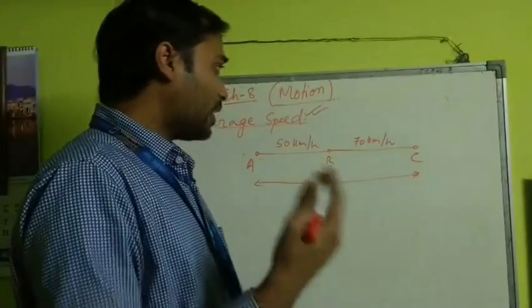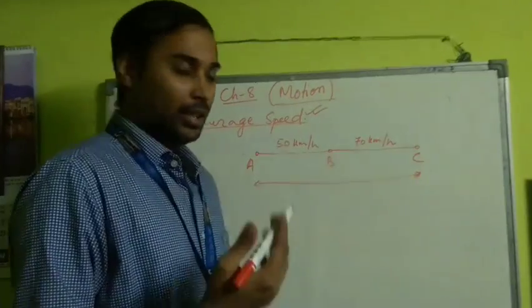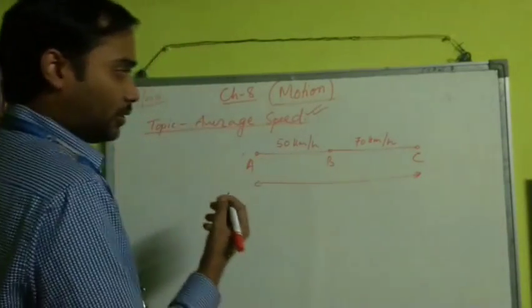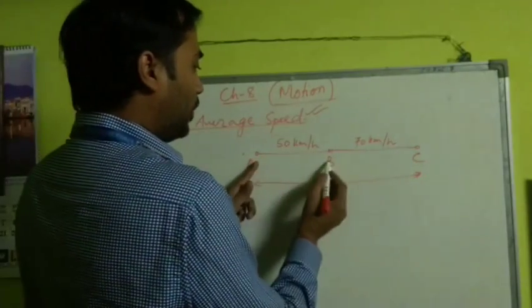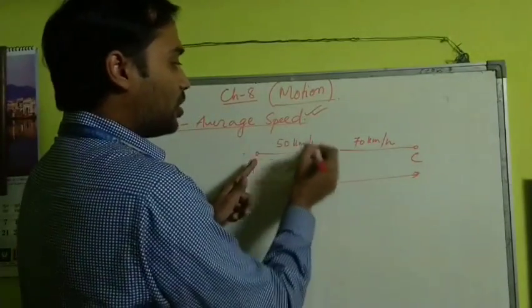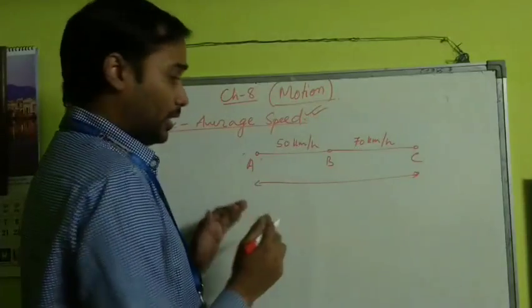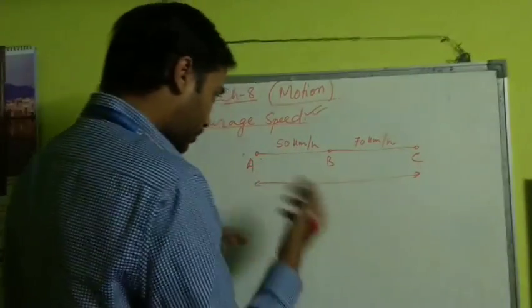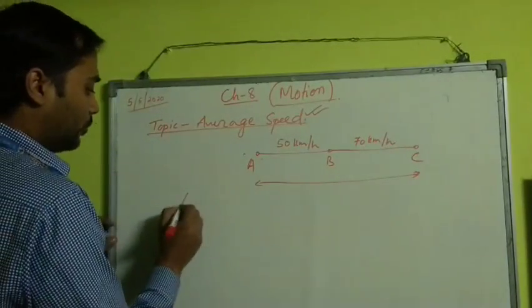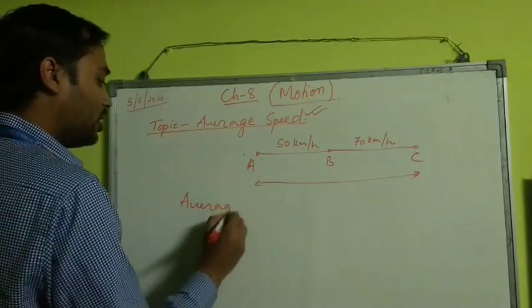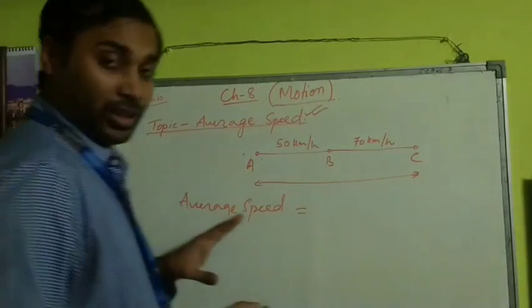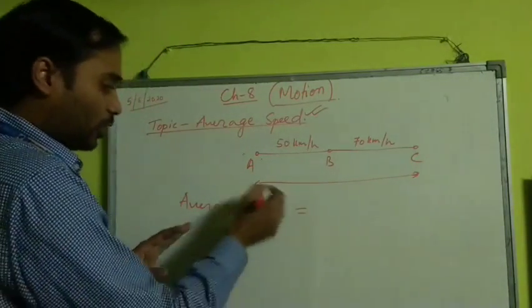Now, what is the formula to find average speed? Just like speed, we need to change only one thing. See, from point A to B, the vehicle moves with a speed of 50 km per hour. So the speed from point A to B is fixed. So the formula to find average speed is almost similar to the formula to find speed.